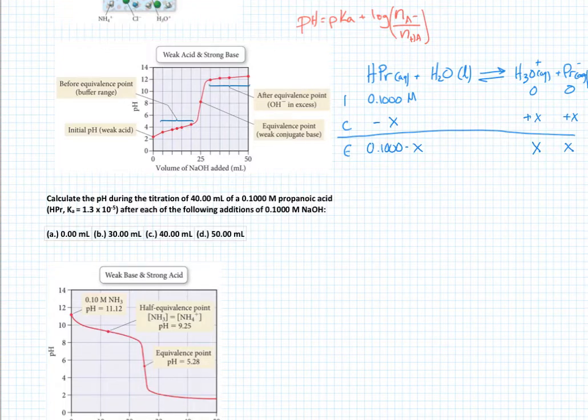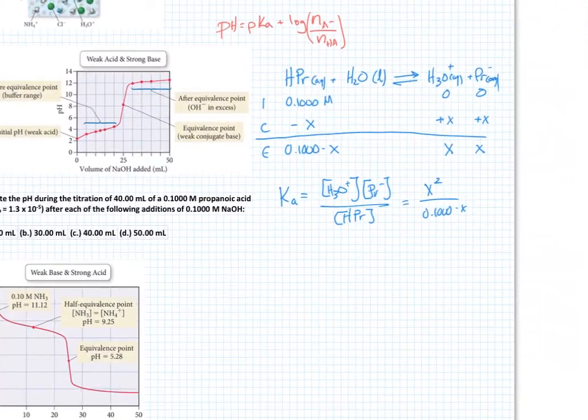And of course, we can write an equilibrium expression for this. Ka is equal to the concentration of H3O plus times the concentration of PR minus divided by the HPR concentration. And that is going to be equal to X squared over 0.100 minus X. And that whole thing is going to be equal to the equilibrium constant, which is 1.3 times 10 to the minus 5.